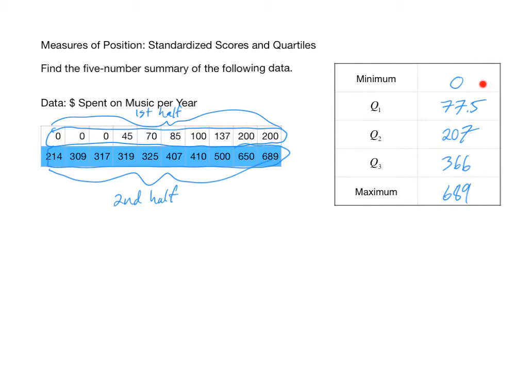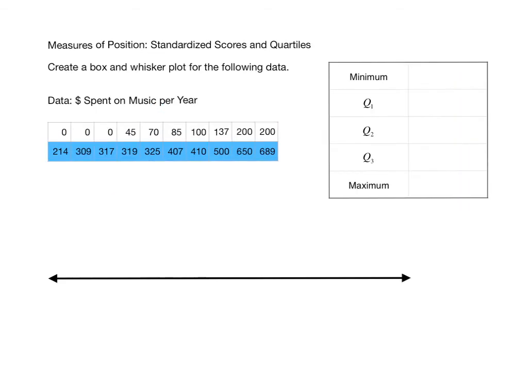This is the 5-number summary of our data set, the money spent on music per year by 20 students. Let's now create a graph that specifically goes with this 5-number summary. It's called a box and whisker plot. Our 5-number summary had a minimum of 0, a Q1 of 77.5, a Q2 or median of 207, a Q3 of 366, and a maximum of 689.